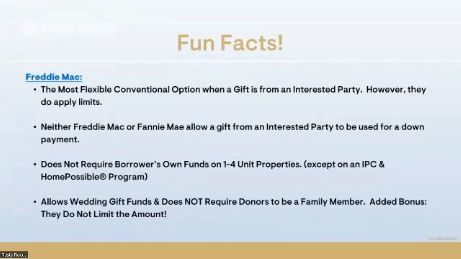Fun facts. We're going to start out with the wonderful Freddie Mac here, and this is one of the easiest ones. They're the most flexible with gifts. They do have some limits here, but they allow the most flexibility. Freddie and Fannie are the two major underwriting systems that we use for conventional loans. And the goal here is to help educate you a little bit on what we can use it for. Whether it's a 1-4 unit, that's normally what we're talking about, any properties like that. Who can gift, who cannot gift.